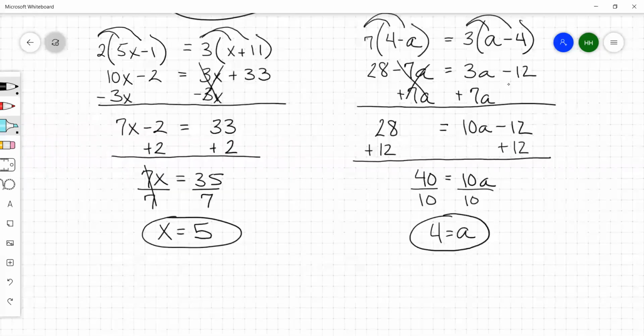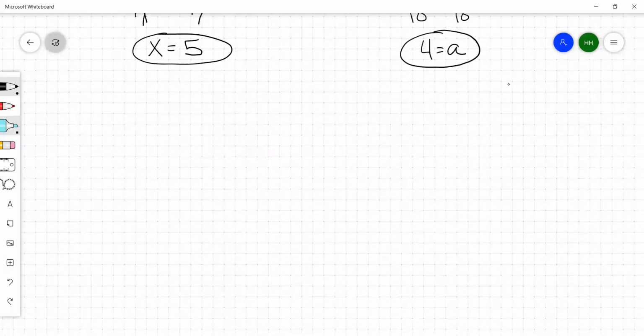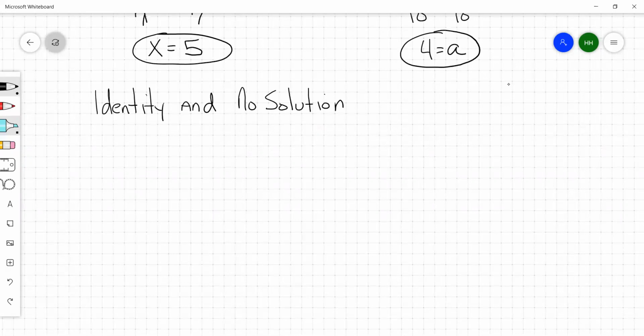All right, a couple more examples to talk about. This is called identity and no solution equations. So let's take a look at 10x plus 12 is equal to 2 times 5x plus 6.